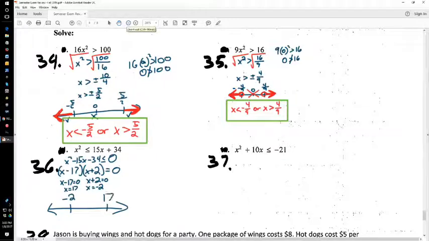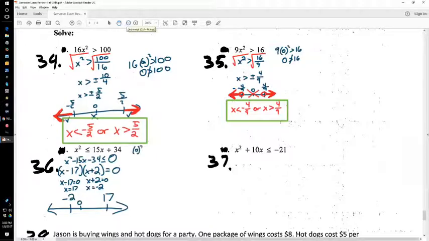And if you don't remember, what's Mr. Hunter's favorite test point? 0. So we're going to test 0 and see what we get. You can use whichever one you want. You can use the original, or you can use the one we just moved over. It really doesn't matter which one. I'm going to use the original. Why not?